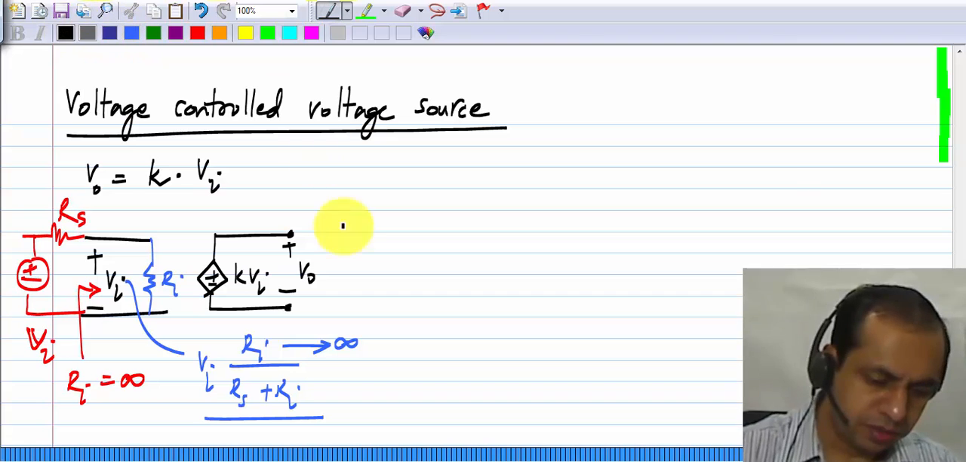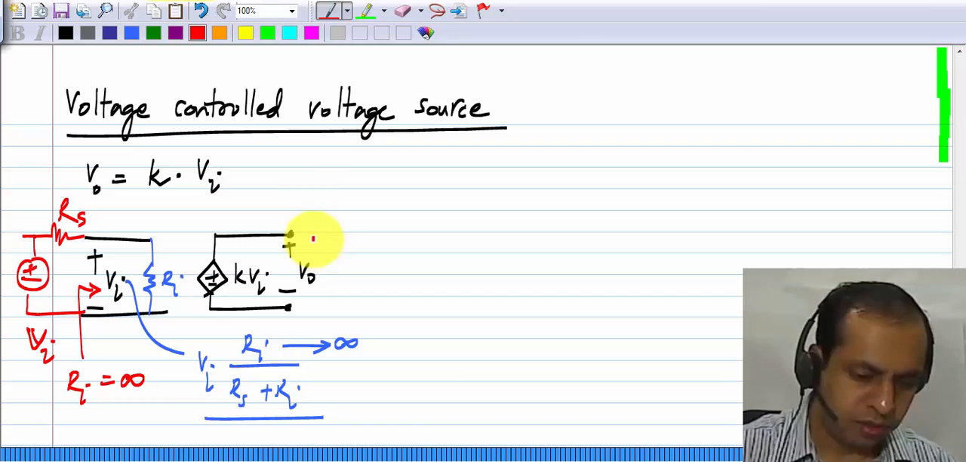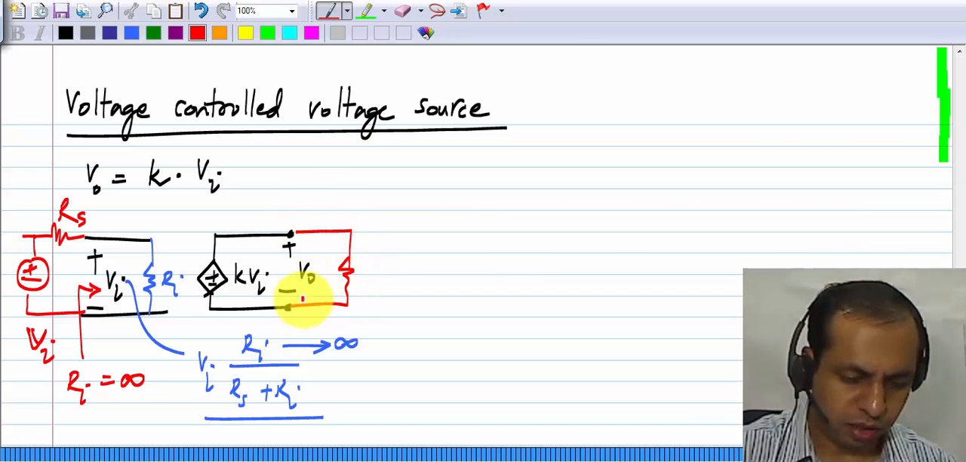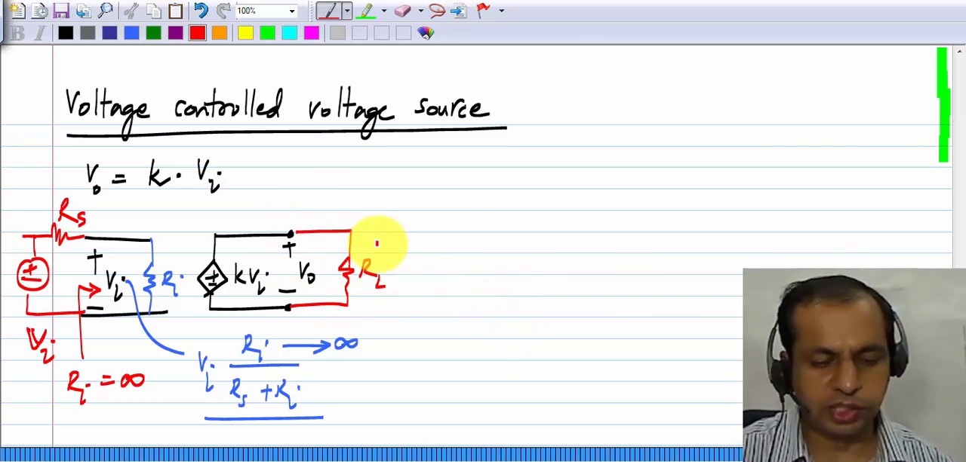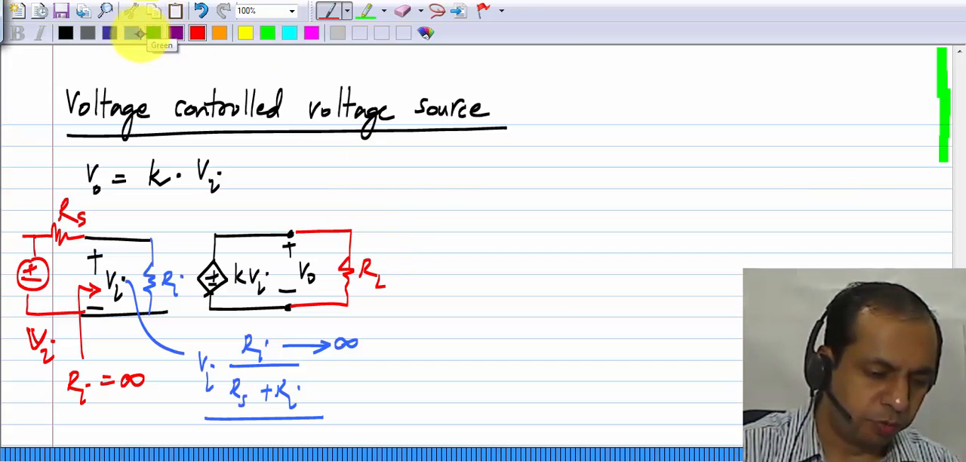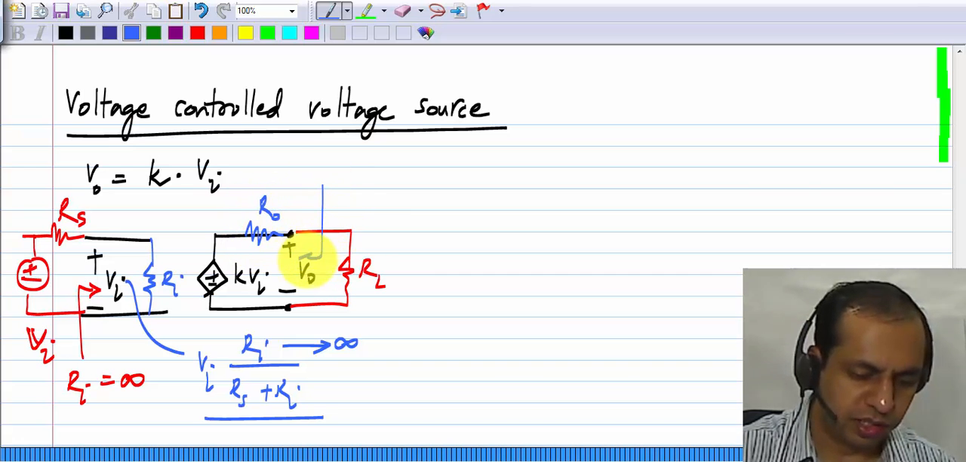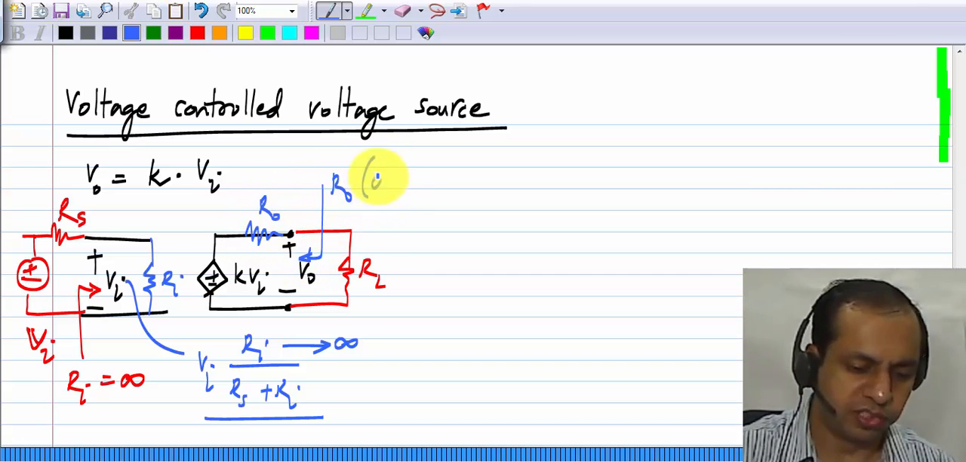Similarly, you should be able to connect whatever load you want here. That shouldn't change the output voltage. What could possibly change the output voltage? It's the output resistance. Let me call this Ro, that is the resistance looking back that way, the output resistance.